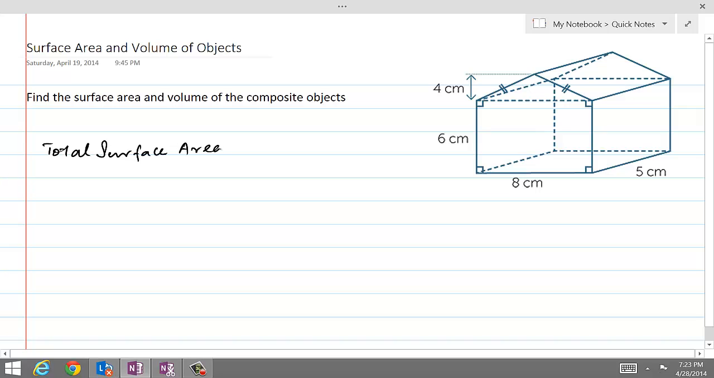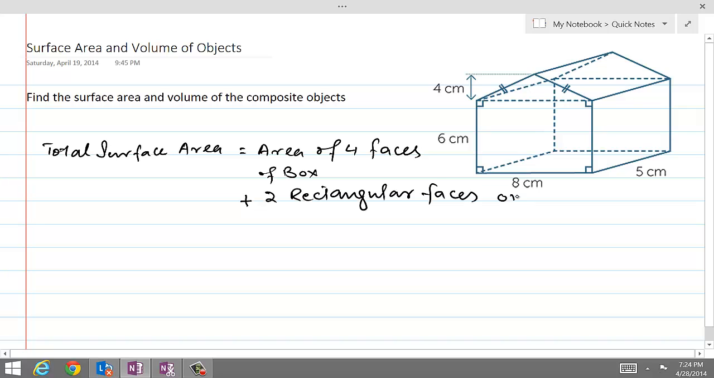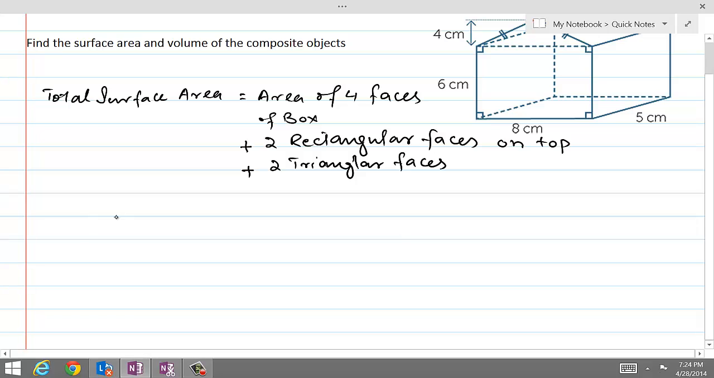Surface area is equal to area of 4 faces of box, plus there are 2 rectangular faces on top, plus 2 triangular faces, one in the front and one in the back. So that's how we can calculate the total surface area.